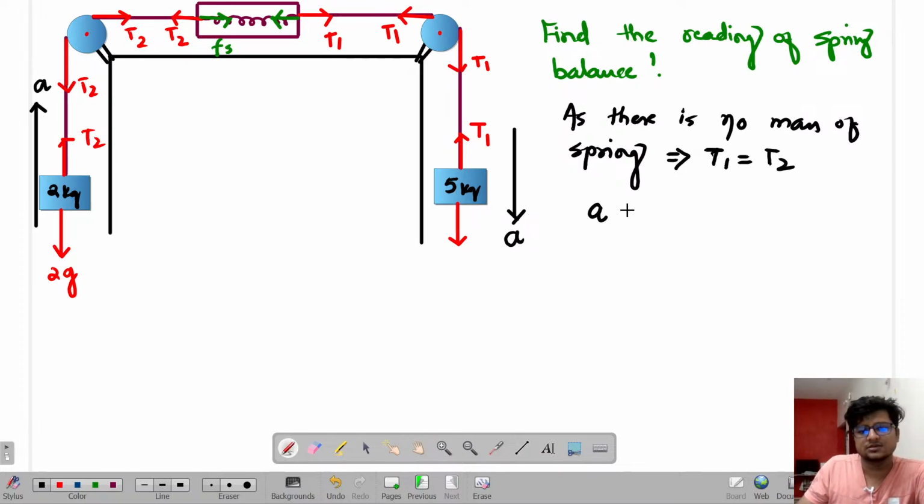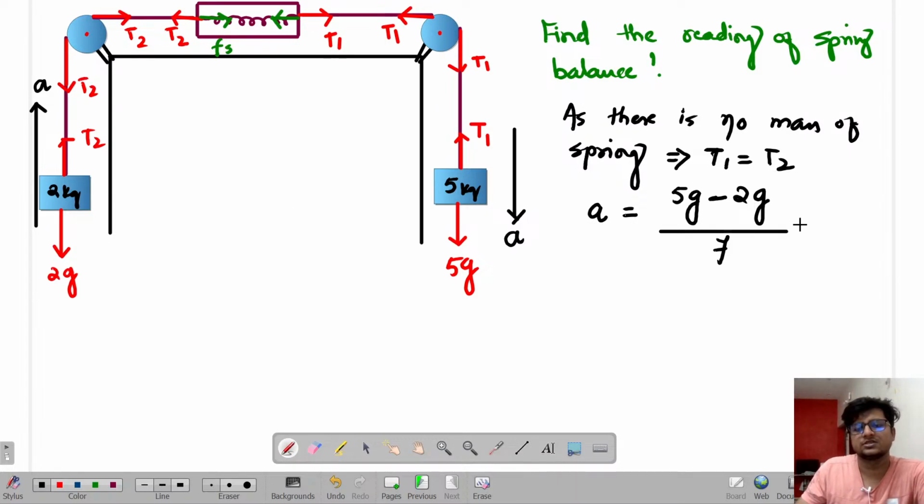What is this acceleration? Total pulling force. If you look over here, this whole system is pulled by 5g, or not? So 5g minus, for this whole system, T1 and T1 cancel, T2 and T2 cancel, spring force all cancel. So it is just opposed by how much? 2g, or not? Divided by how much mass is moving? 5 plus 2, 7. So this is how much? 30 by 7 meter per second square. Got the idea?